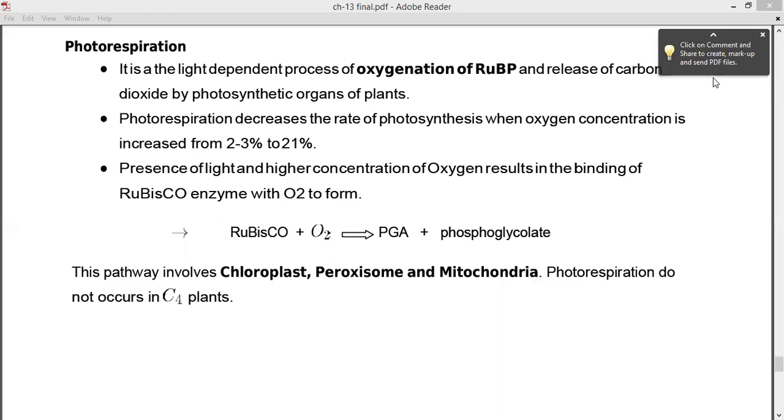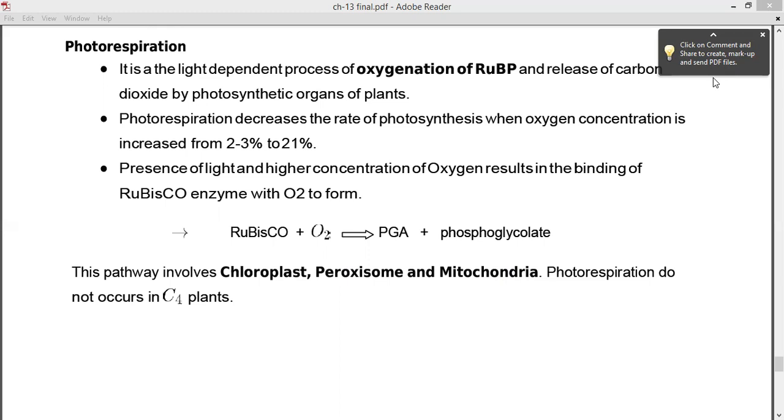So, photorespiration. It is a light dependent process, right? That is, this process, photorespiration, occurs in the presence of light only. For this reason, it is said to be a light dependent process. And here in photorespiration, oxygenation of RUBP takes place and carbon dioxide is released by the photosynthetic organs of plants.